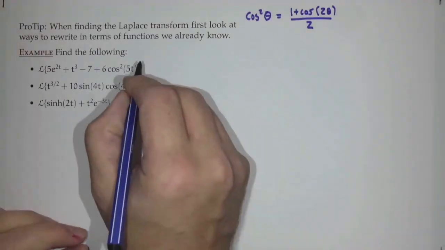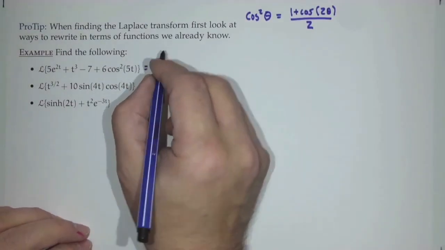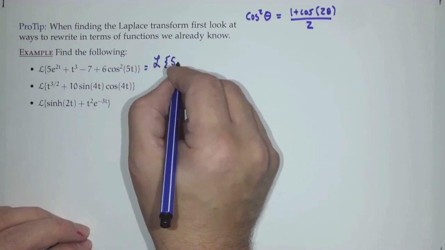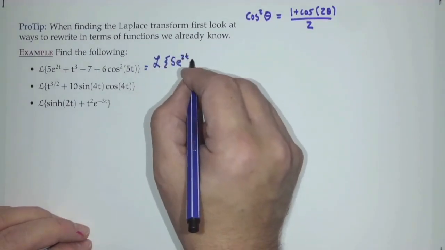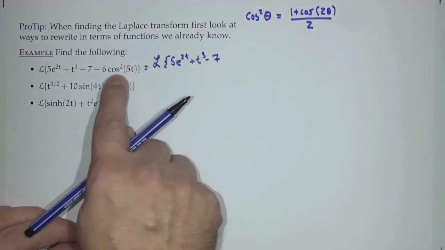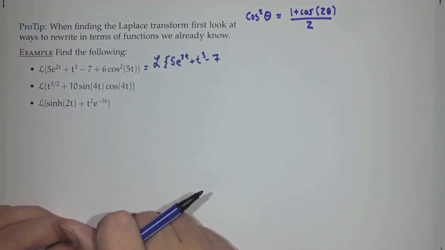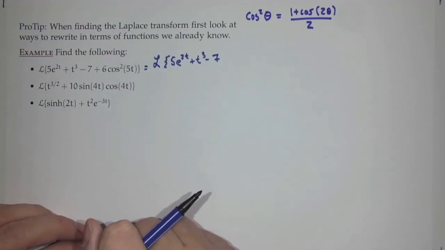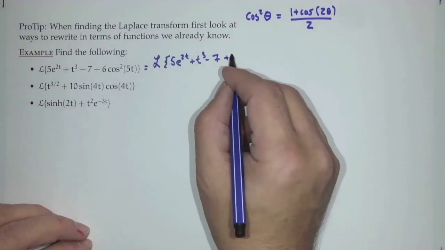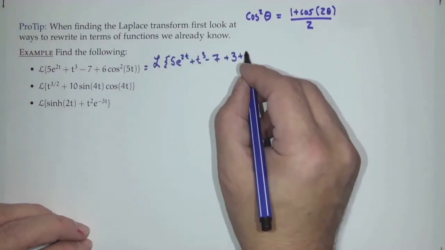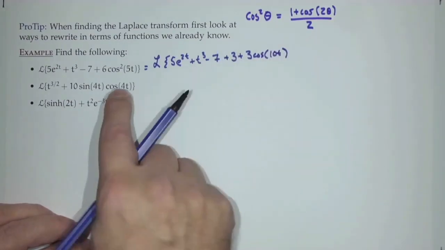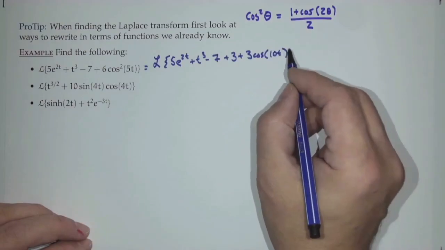So let's first off rewrite this. So this is the Laplace transform of 5e to the 2t plus t cubed minus 7. And what will this become? Three plus 3 cosine 10t. Yeah, remember to double the inside. So double 5t is 10t.